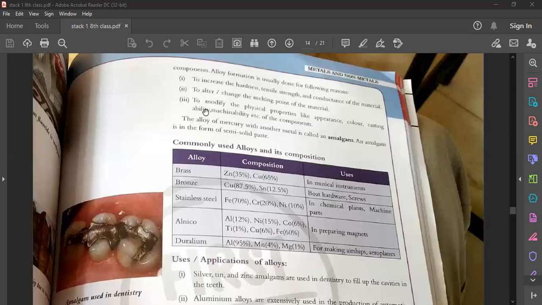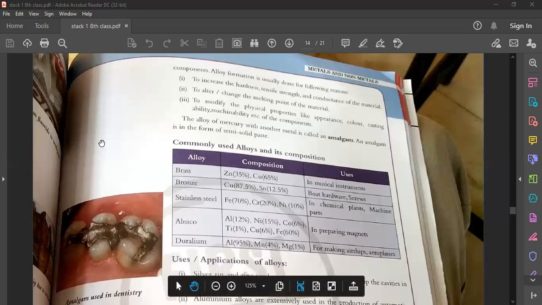The next point is to alter or change the melting point of the material. So compared to the normal metals, these will have a high melting point as well as a high boiling point. So suppose if you take cesium, it has a very low melting point, right? If you mix the cesium with any other metal, the melting point of the alloy will increase. That is the meaning.